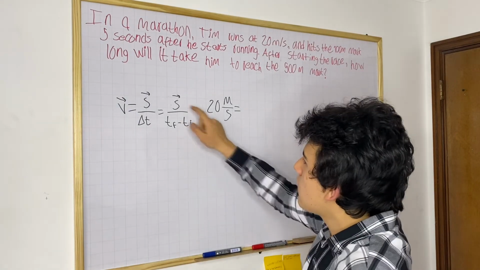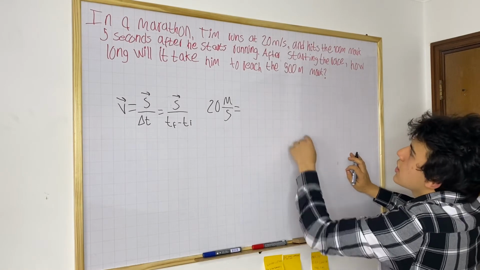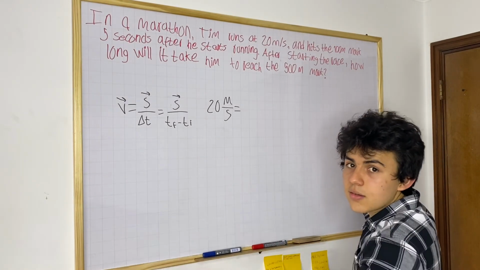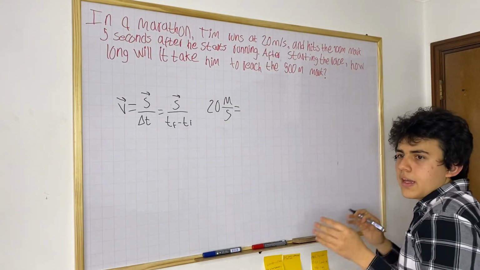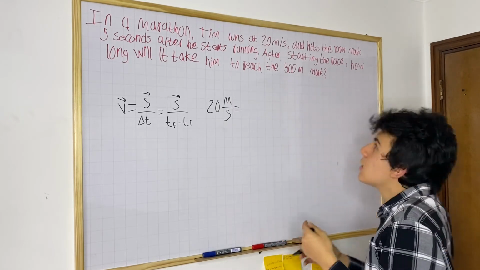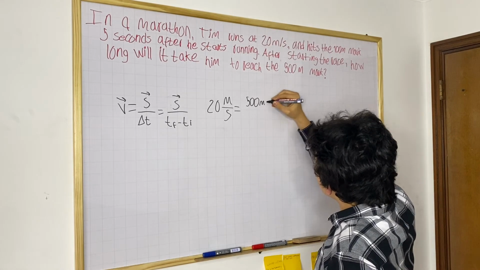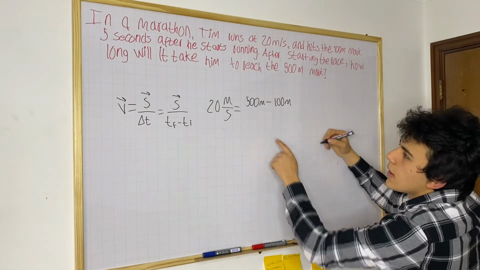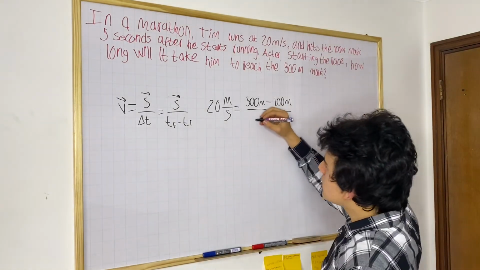Because displacement already implies a change in position. So we're just going to leave it like S is going to be equal to, or displacement or our change in position will be 500 meters, which would be the last position, minus the initial position that we know that Tim got to, or that he reached. So we would have 500 meters minus 100 meters. And all of this will be divided by the change in time.